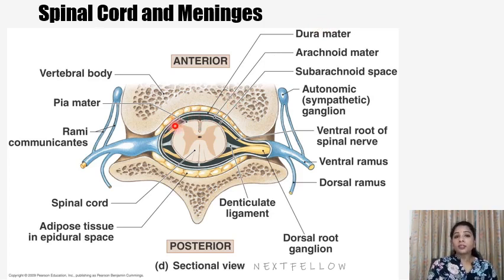Next, about the arachnoid mater. Arachnoid mater is a thin avascular membrane, which does not have blood vessels. It is continuous above with the arachnoid mater of the brain, and below extends till the level of the second sacral vertebra, that is S2. Then about the subarachnoid space. Subarachnoid space is the gap between the arachnoid mater and the pia mater. It is also called leptomeningeal space, and it contains the cerebrospinal fluid, CSF, and blood vessels supplying the spinal cord, and the arachnoid trabeculae are also located in the subarachnoid space.